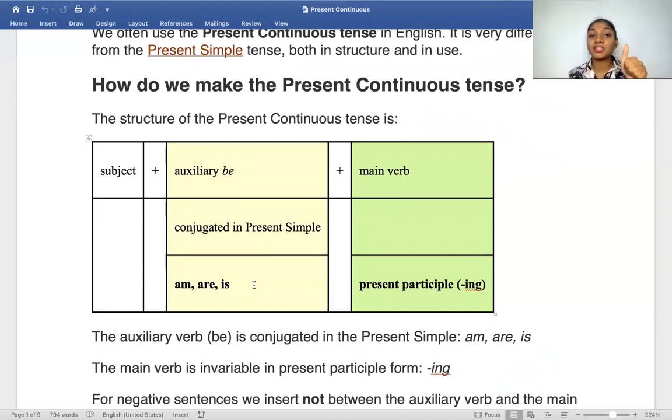So when it comes to positive sentences, you have the subject and then you have a helping verb, or else we call it the auxiliary verb. What is it? Am, is, are. Am, is, are. Remember guys, you have to know this. You must know this.